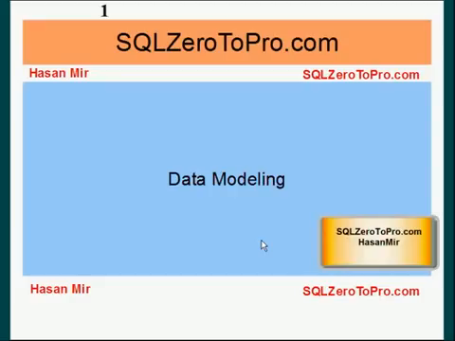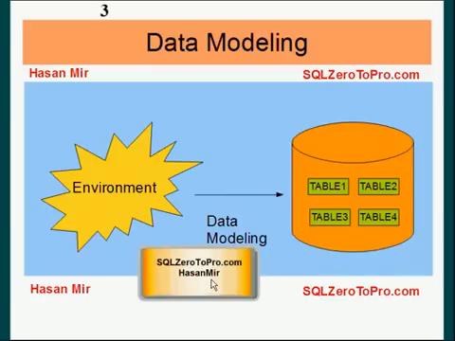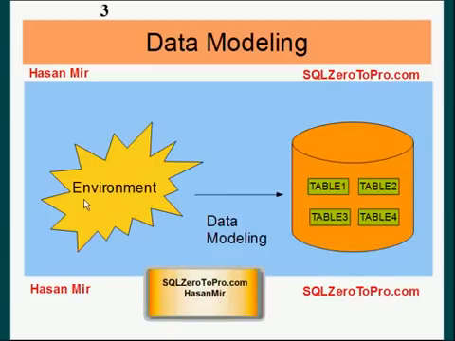In this tutorial, I'm going to talk about the basics of data modeling. First of all, what is data modeling? Data modeling is the process of exploring what kind of data needs to be stored and then finally creating the data structures accordingly. So in short, data modeling is about looking at the environment and then extracting the relevant entities from the environment relevant to the application that you are developing, and finally you will end up with the right tables.